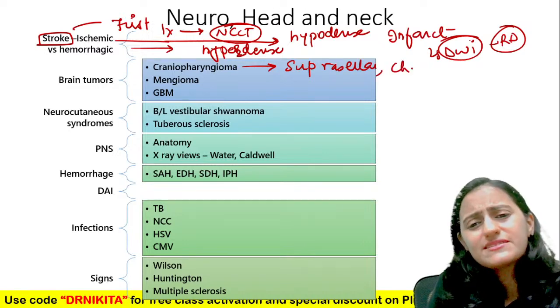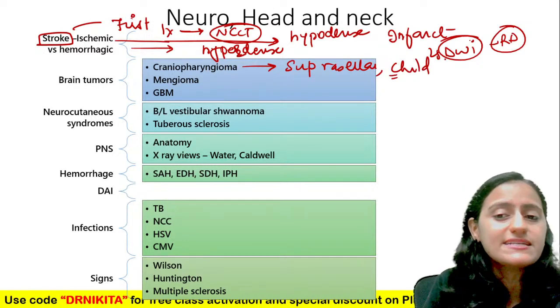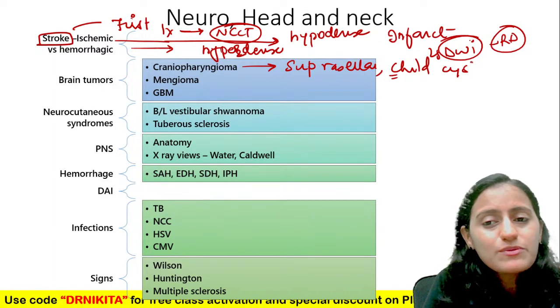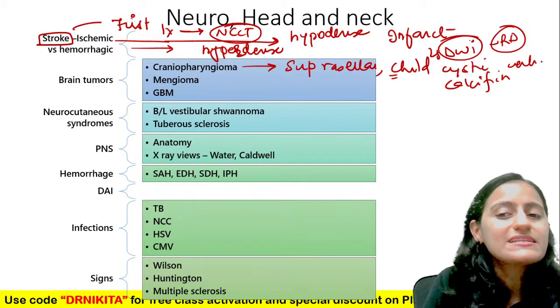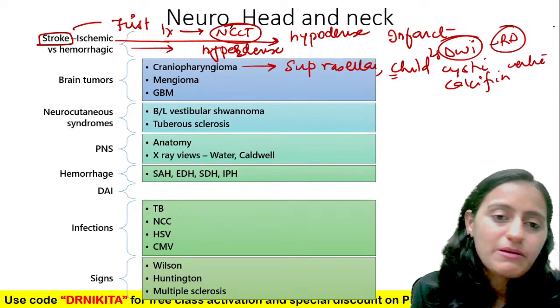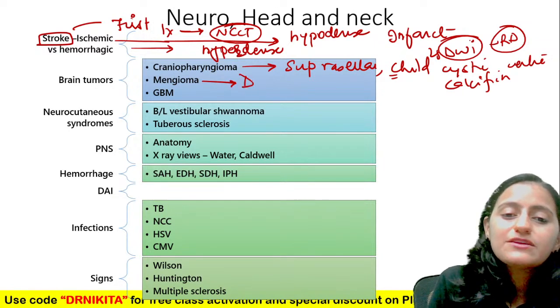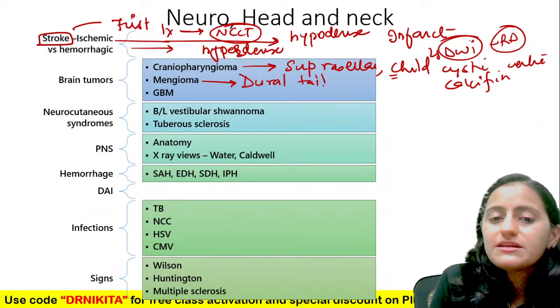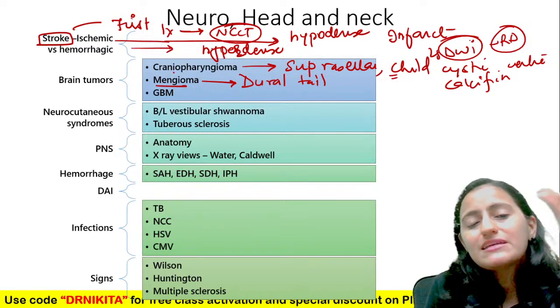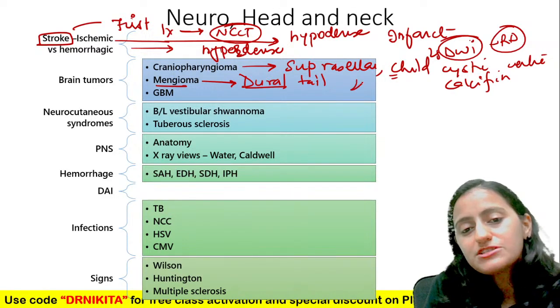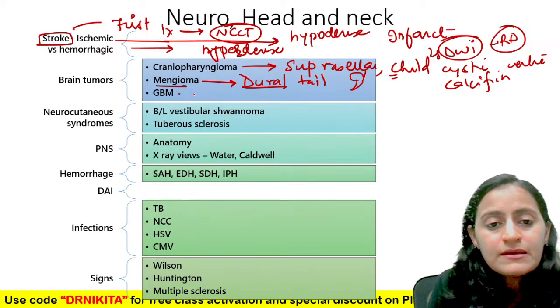In a child, this is common. Remember all the CCCs. It is a tumor in a child with a cystic component with calcification. In the center is where you see that. So remember, it is craniopharyngioma. Meningioma, what sign do you have in meningioma radiologically? Remember the dural tail. Meninges, dura. Remember, it has a dural tail sign.